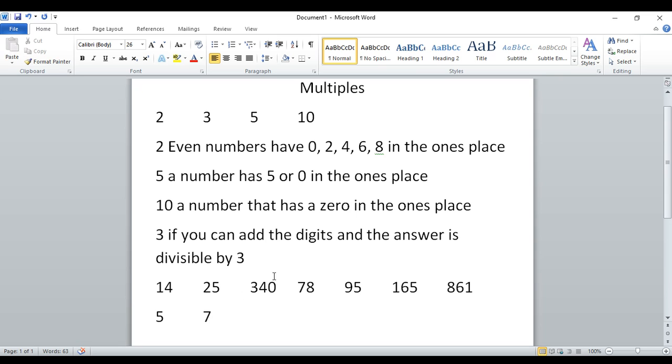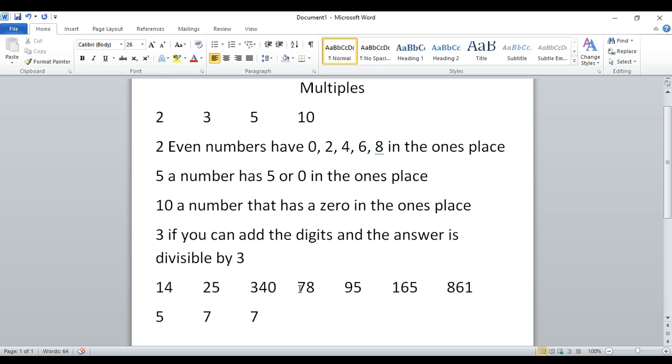So let's try 340. Now, this is a bigger number that our math facts are not going to help us so much with. So let's add up the digits. 3 plus 4 is 7, plus 0 is 7. And will 3 go into 7 equally without a remainder? It won't. So it will not work for 340.